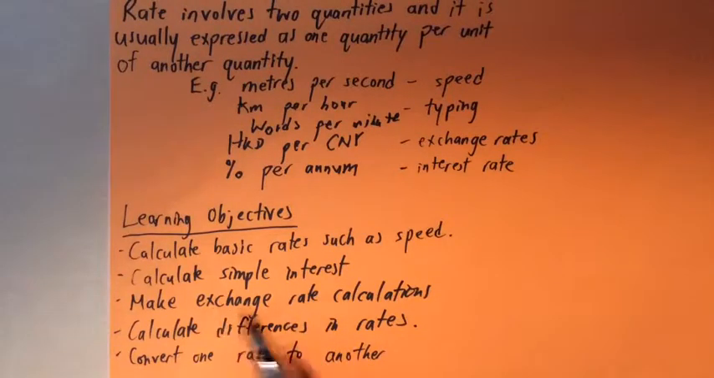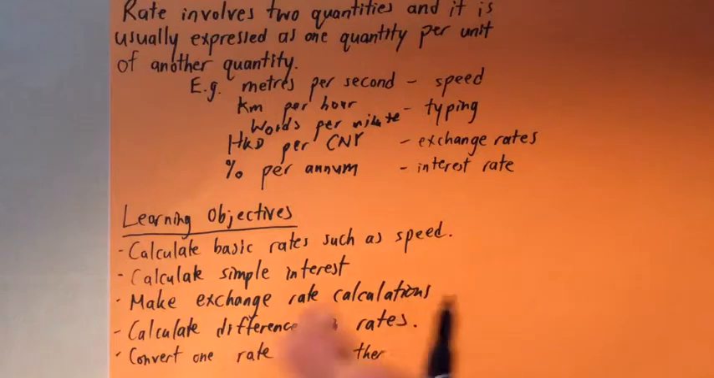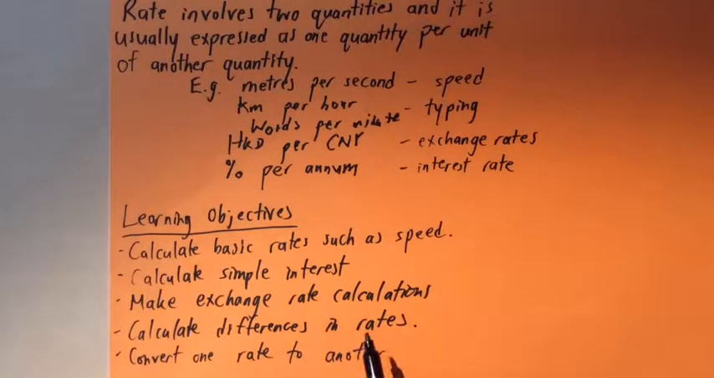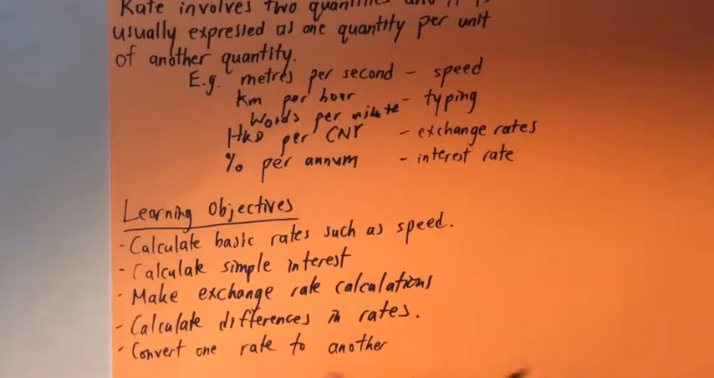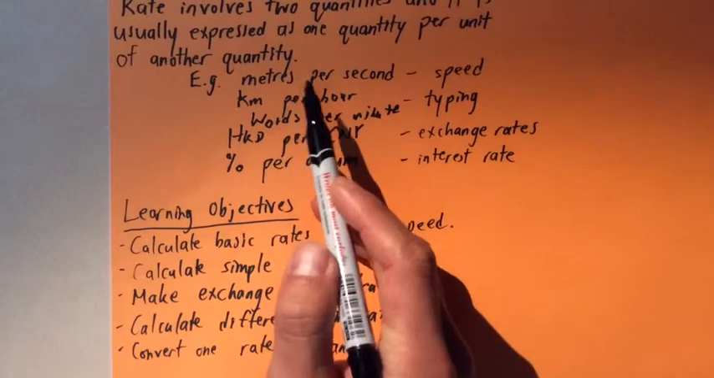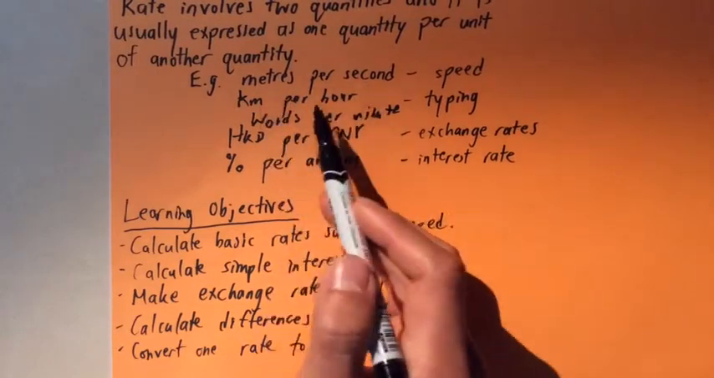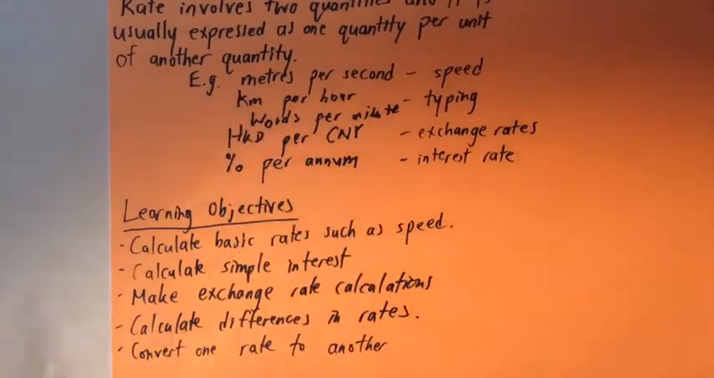Okay, we're going to make exchange rate calculations. Okay, so figuring out how much Chinese RMB you can get with a certain amount of Hong Kong dollars and vice versa. We're going to calculate differences in rates. Okay, what if we had two people who worked at different speeds? How do we calculate the difference? Okay, and we'll learn to convert one rate to another. So for example, we can learn to convert meters per second to kilometers per hour or vice versa.